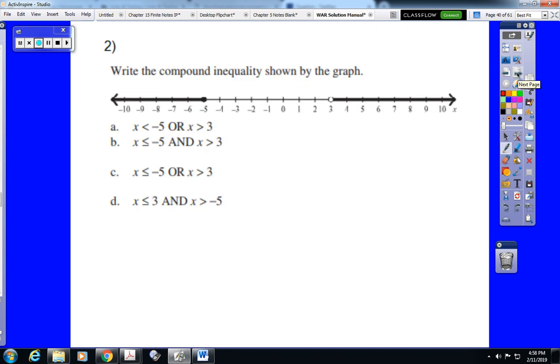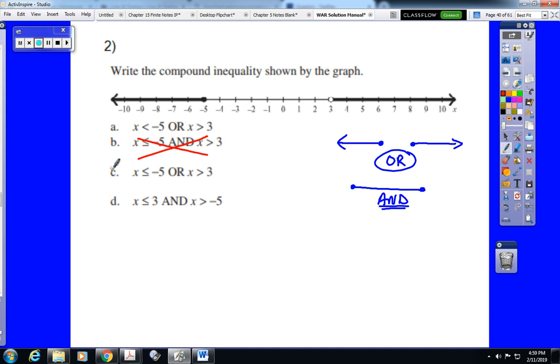Moving on to number 2. Number 2 has a compound inequality shown on the graph, and you're supposed to correctly identify which one of these represents the correct way to state that. Now, first off, anytime that your graph points out like this, that is an OR. To be an AND, it would have to be between. So this is an OR, which means right away we can eliminate 2 of these answers.